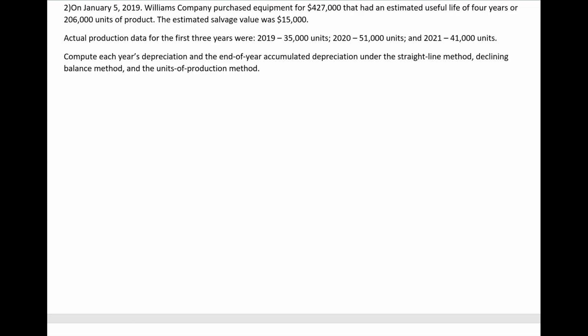In 2019, they produced 35,000 units. In 2020, it was 51,000. And then in 2021, it was 41,000 units. We are going to compute the depreciation under 3 methods. We're going to use straight line, declining balance, and units of production. First one we're going to do is straight line.